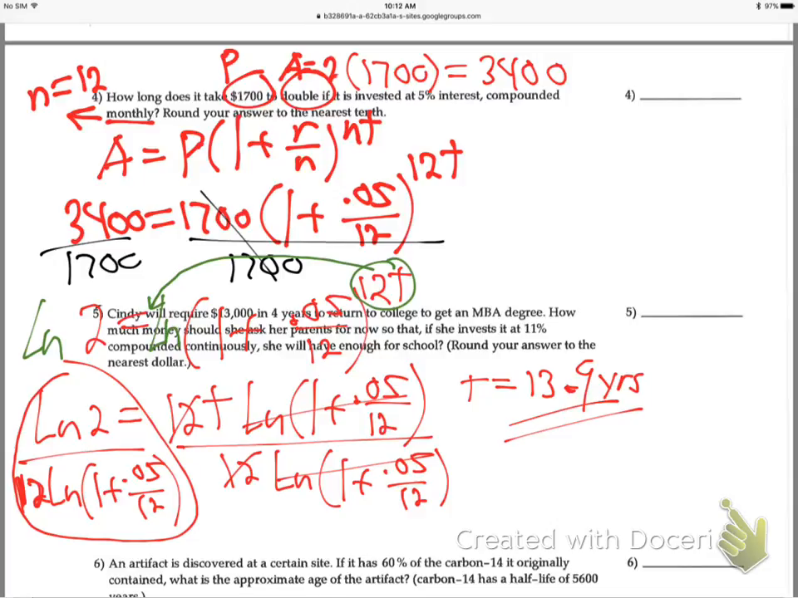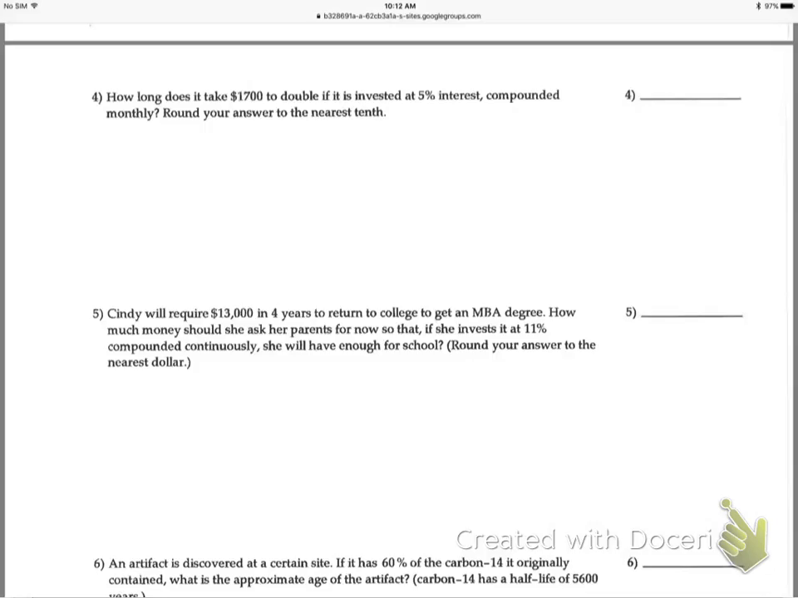All right. I'm going to move along. You got that copied down? Fresh screen here. So Cindy will require, wait, where's the problem here? Here we go. Oh, we just did that one. Okay. So let's do this one now.